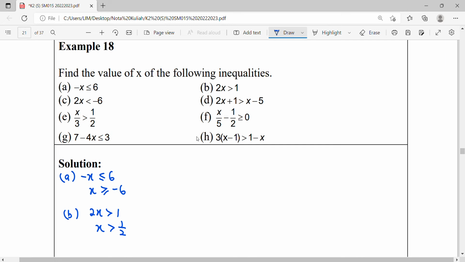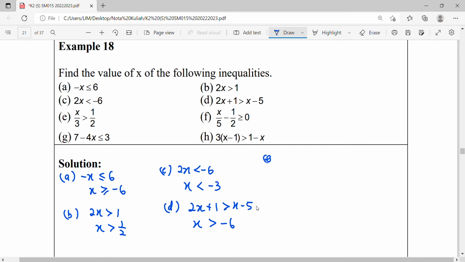For question C, 2x less than -6, you just want to divide by 2, right? Dividing by 2 doesn't affect your sign. You will come to the answer of -3. Question D, all these are linear, just moving around. Move your x to the left hand side, we get x. Move the 1 to the right hand side, we get -6.